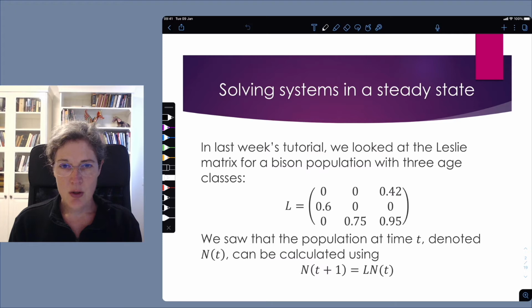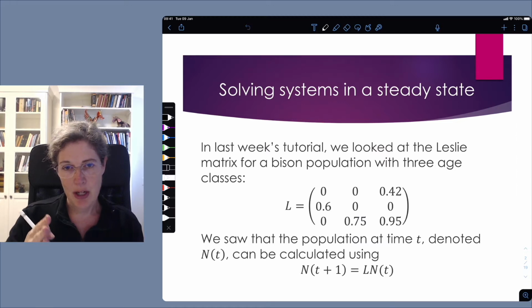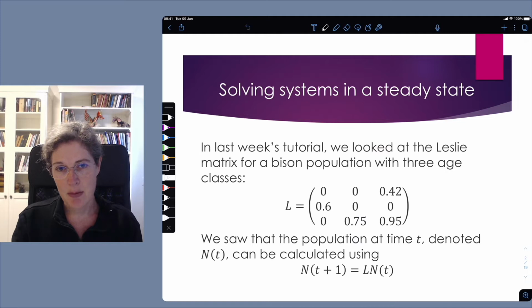So last week in the tutorial, we had a look at a model where we had a bison population that was divided into 3 different age classes. And we had what was called a Leslie matrix that helped us figure out how the population would change from year to year based on the likelihood that, for example, a calf would become a yearling would become a female adult, and a female adult would have a calf. And the Leslie matrix we had a look at was one that's shown here.